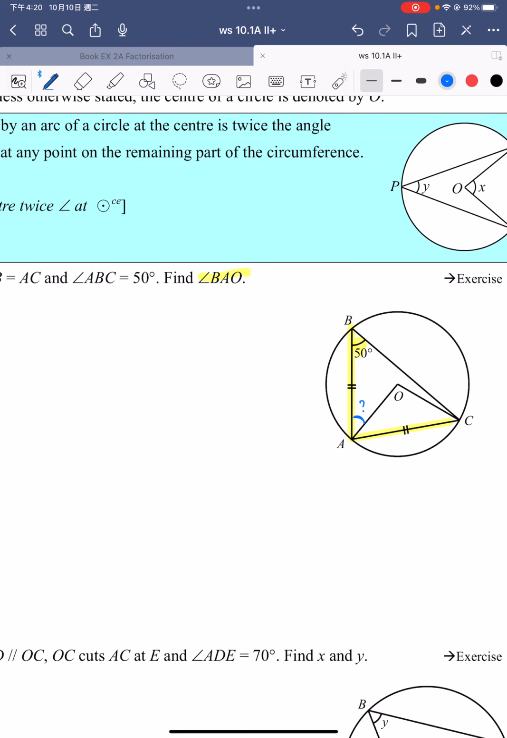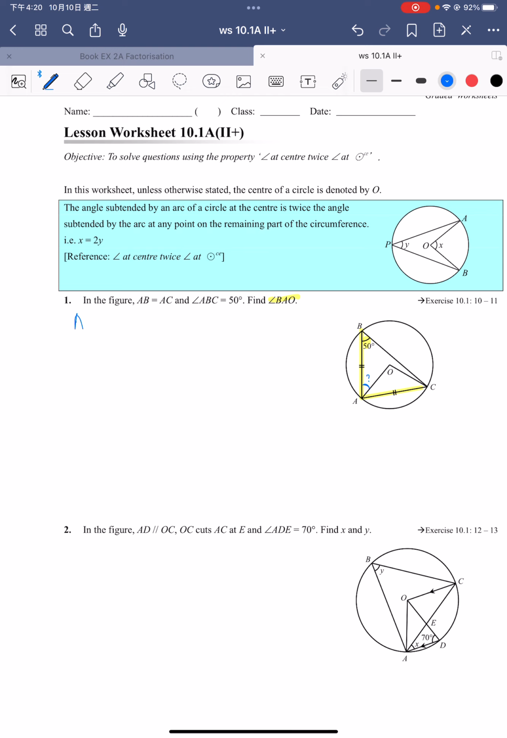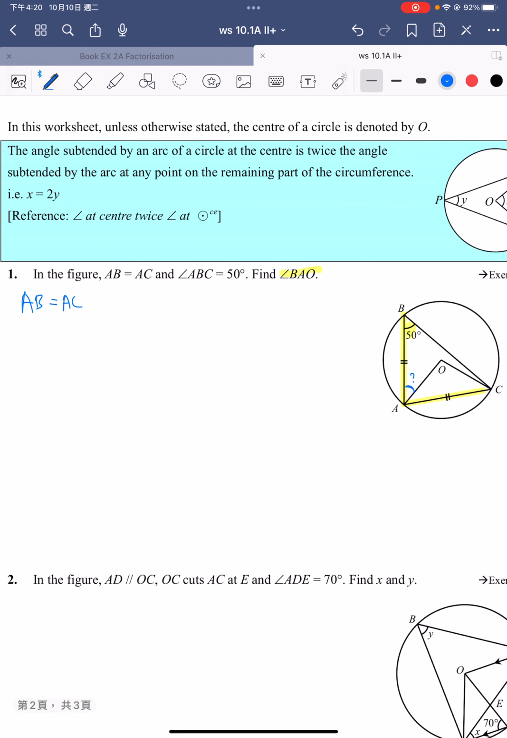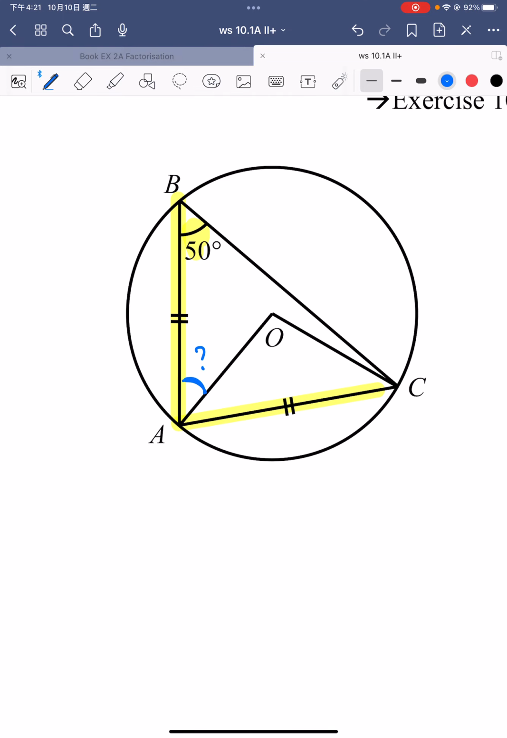Now, as we have AB is equal to AC, we can say the angle ABC is equal to the angle ACB. They are the base angles, right? So we have the angle ACB is equal to the angle ABC, which is equal to 50 degrees. And the reason for that is the base angles of an isosceles triangle. So now we find out the angle here. We have 50 degrees.